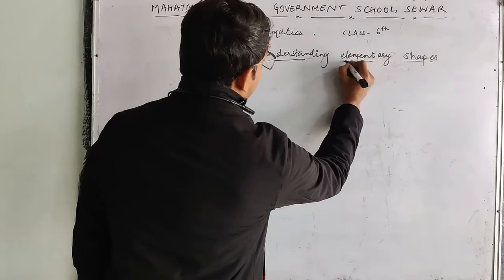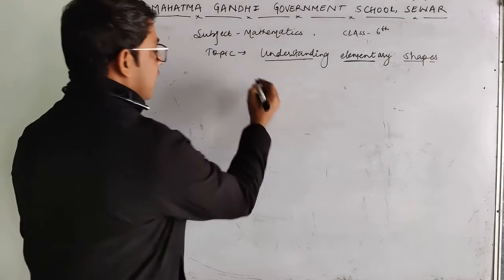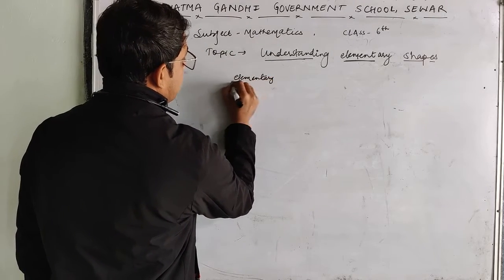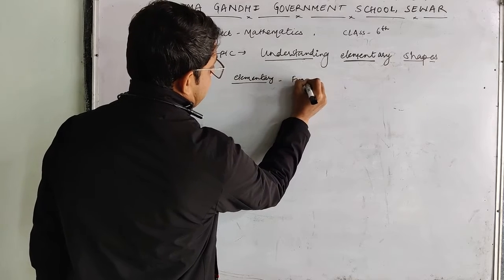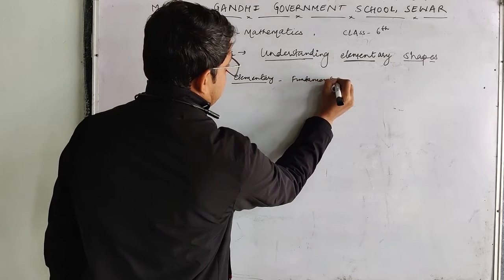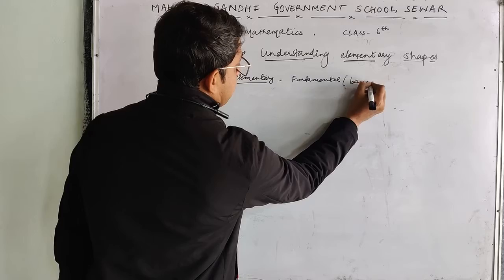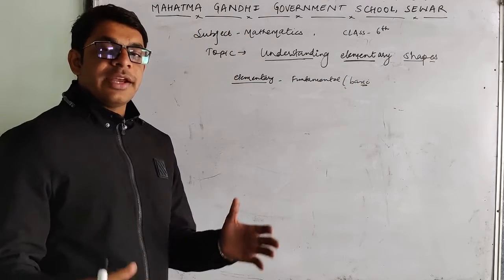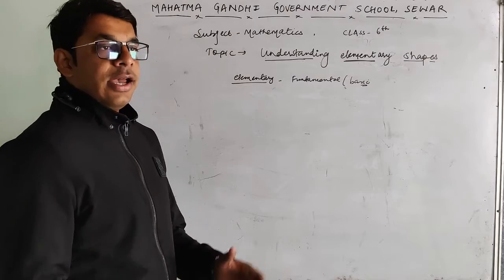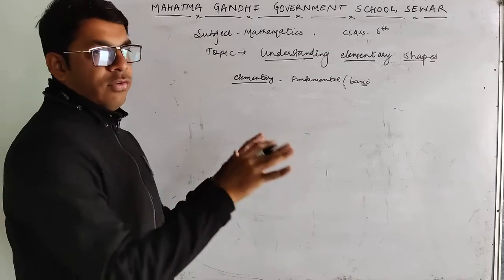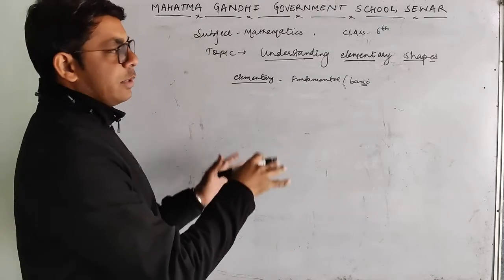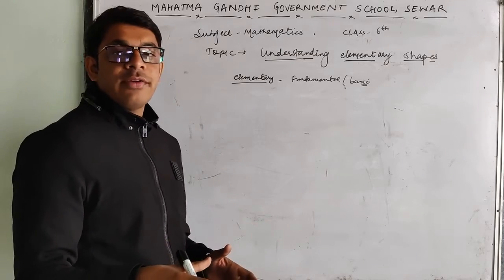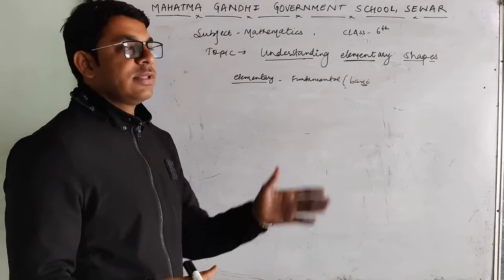Elementary, first of all we will highlight what is elementary. Elementary means fundamental, basic, anything which is acting as a constituent and also a part of bigger pictures or bigger shapes or bigger sizes. We are living in a society or in an environment where we see different types of shapes.